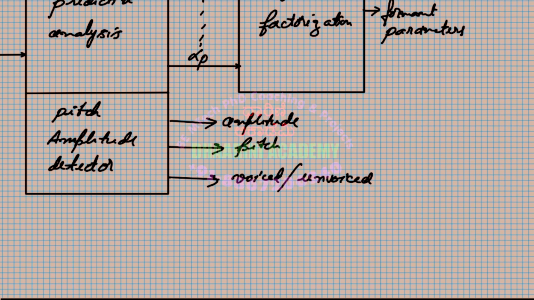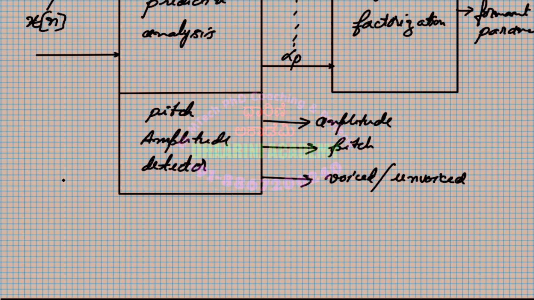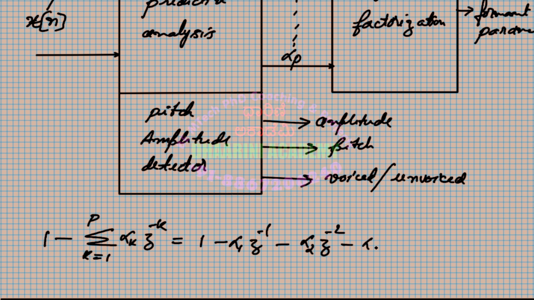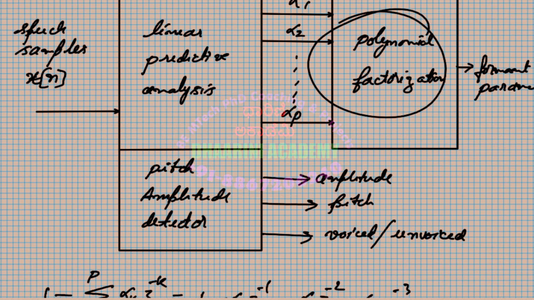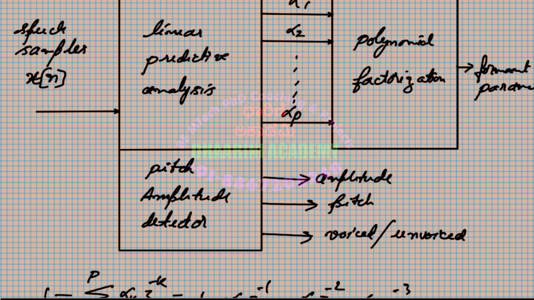For that, I just have to do one thing. That is my equation: 1 minus summation k equals 1 to p of alpha k z to the minus k. I'll write it in the following notation: alpha 1 z inverse minus alpha 2 z to the minus 2 minus alpha 3 z to the minus 3, and so on. It will go like this. This needs to be factorized inside this block. That is the factorization. You get the alpha values, get the factorization, then you build the applications called formant analysis parameters of the speech.